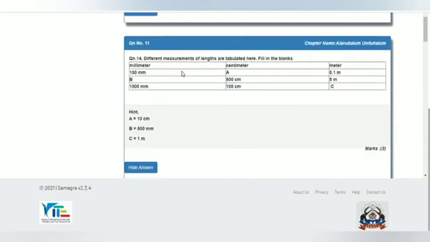Different measurements of length are tabulated here; fill in the blanks. That is millimeter, centimeter and meter. 1000 millimeter is equal to 100 centimeter, and that is equal to 1 meter.